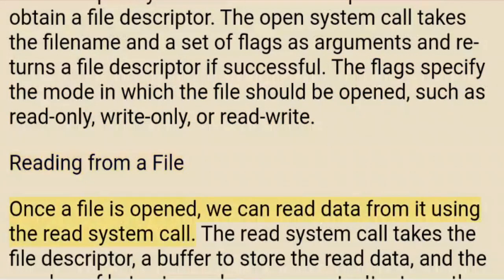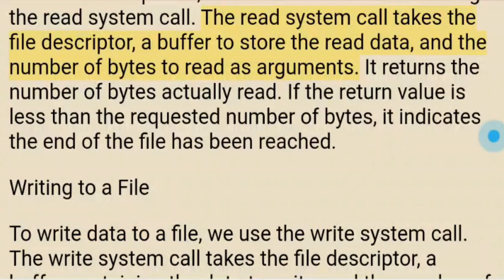Reading from a file. Once a file is opened, we can read data from it using the read system call. The read system call takes the file descriptor, a buffer to store the read data, and the number of bytes to read as arguments. It returns the number of bytes actually read. If the return value is less than the requested number of bytes, it indicates the end of the file has been reached.